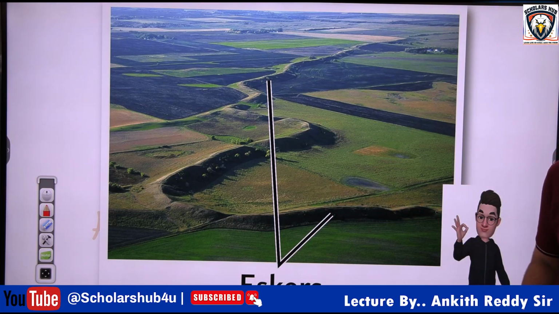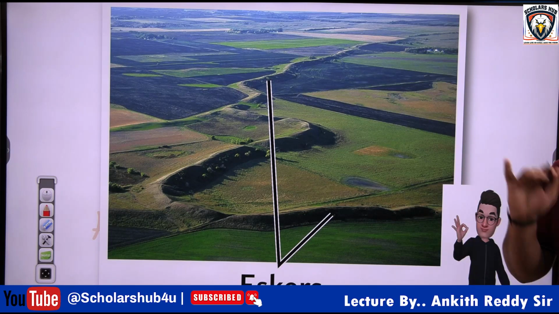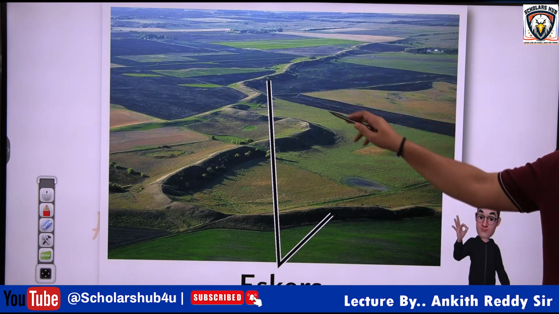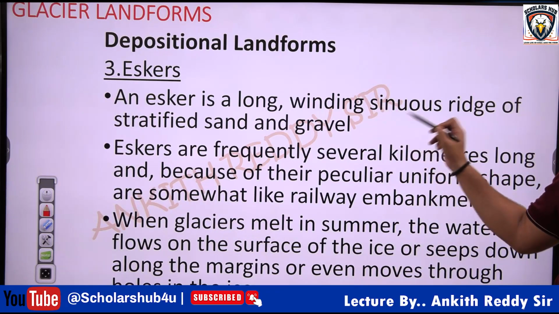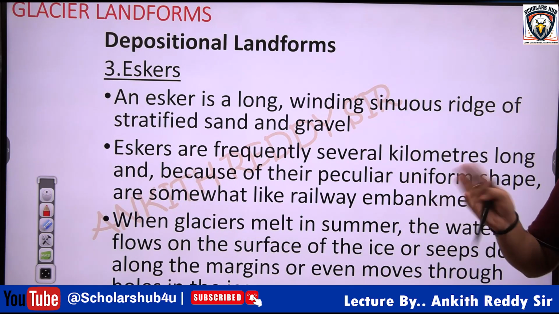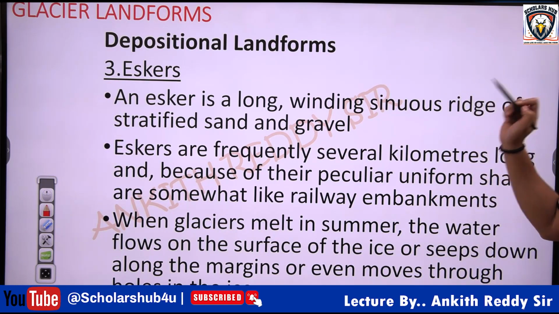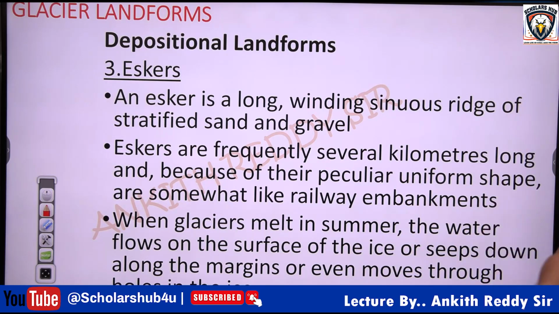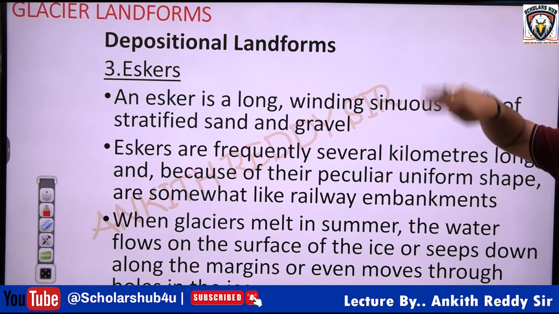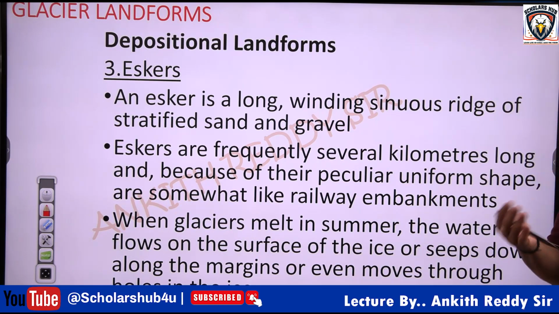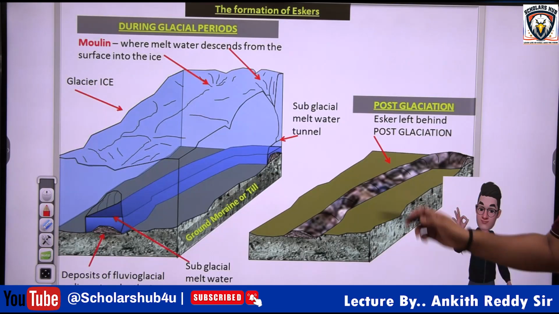ఓకే, సో ఎగ్జామ్లో రాయద్దు, ఇన్ తెలుగు దేర్ పొలం గట్ల అని కనిపిస్తుంది మీకు అండర్స్టాండింగ్ కోసం. ఓకే, సో esker అయితే long winding ridge of stratified sand and gravel. Stratified అంటే layered. Okay, so ఇవి several kilometers ఉంటాయి, just like a railway track. Eskers are glacial depositional landforms. So they are long winding ridges of stratified sand and gravel. They are several kilometers long and 2-3 points రాసేసి అయిపోతుంది. ఓకేనా? So this is the perfect feature.